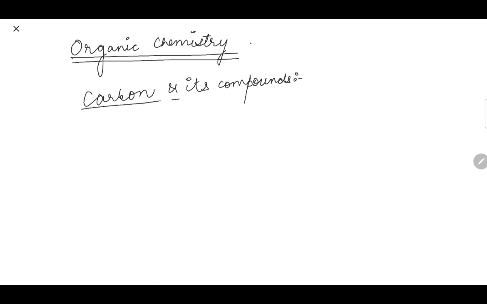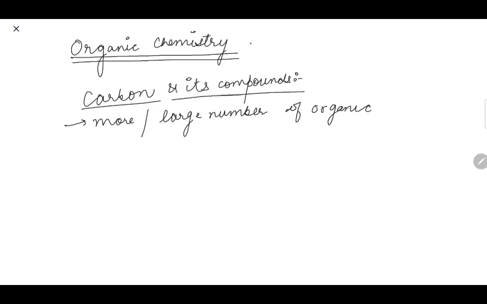You have to understand that there are different types of carbon compounds. Carbon is one of the elements which forms a large number of organic compounds. Are you understanding?